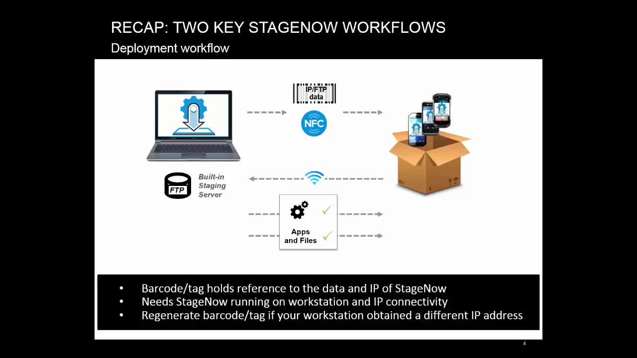In this mode, the barcode tag contains only a reference to the data and the IP address of StageNow. The actual data is downloaded from the built-in server that runs whenever StageNow runs. So you need to have StageNow running on your machine and IP connectivity to it. If the StageNow machine obtains a different IP address, you might have to regenerate the barcode tag sheet. This way, you can transfer lots of data in multiple files. Which mode is better? Well, most of the more functional StageNow wizards use both.